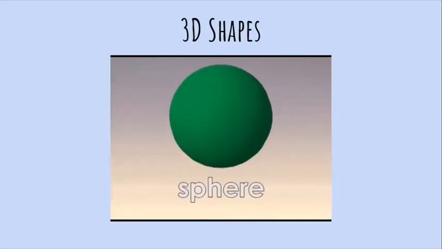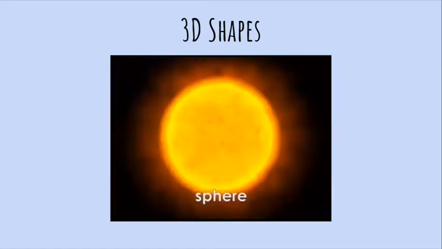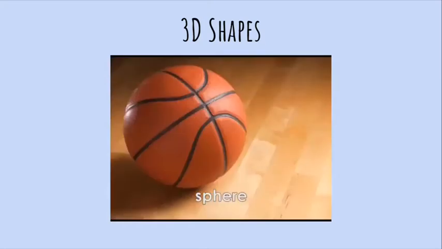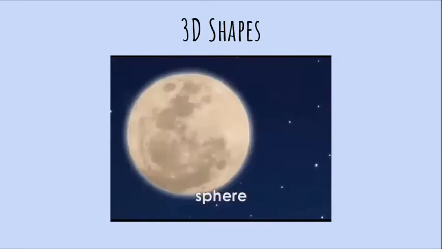Here is a sphere, it has this shape. These are things that have the shape of a sphere. You can see them every place. The sun is a sphere. A basketball is a sphere. A baseball is a sphere. The moon is a sphere.